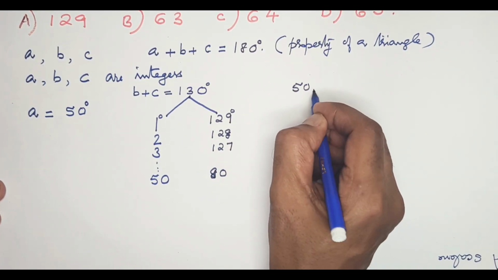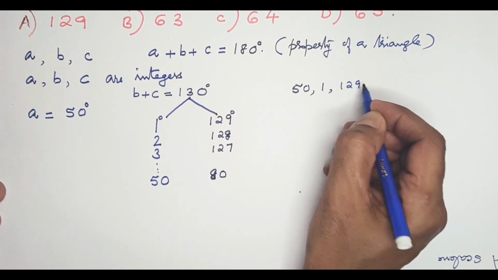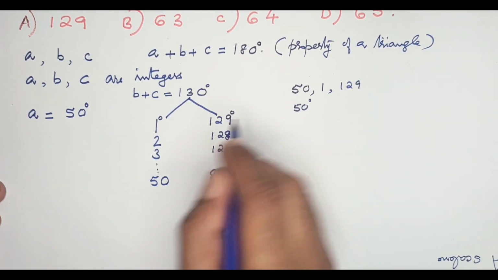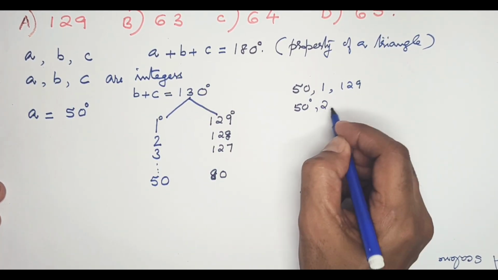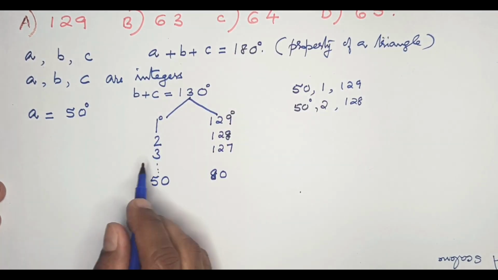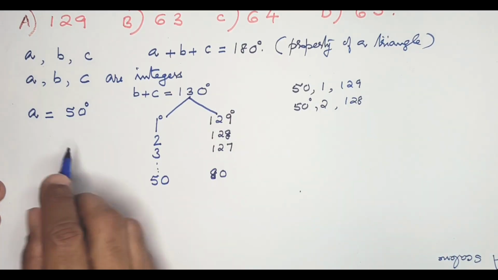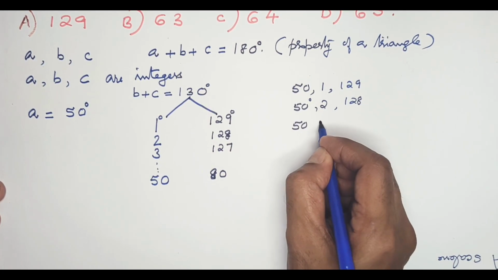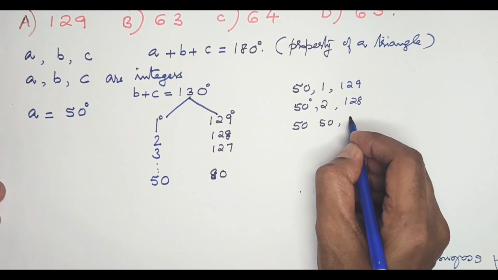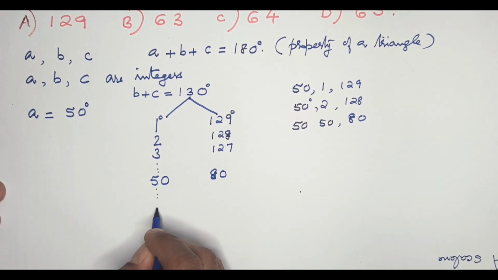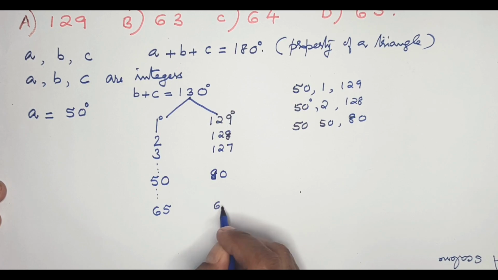50 degrees, 1 degree, 129. This is one triangle. Then 50 degrees, 2, 128. See, one angle is fixed. The others keep changing. See, corresponding to each one, by taking them together, you get one triangle. Now, if you go like that, when you combine 50 with 50, you get this triangle. Now, you go on like this. You will reach at one stage 65. And the corresponding other angle will be 65.